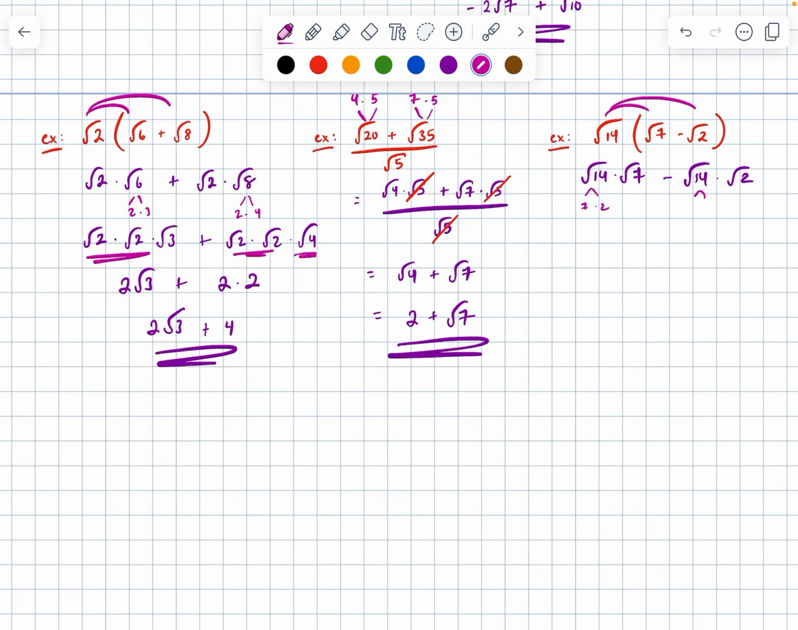Now, the square root of 14, I know, is 7 times 2. So let me take advantage of that fact. I can break down the square root of 14 into the square root of 7 times the square root of 2 times the square root of 7 in the first term, and the square root of 7 times the square root of 2 times the square root of 2 in the second term. Well, notice in the first term, now I have root 7 times root 7. Again, multiply a square root by itself, I get its radicand. So this is 7 root 2 minus, I've got the square root of 2 times the square root of 2. That's going to give me 2 root 7.